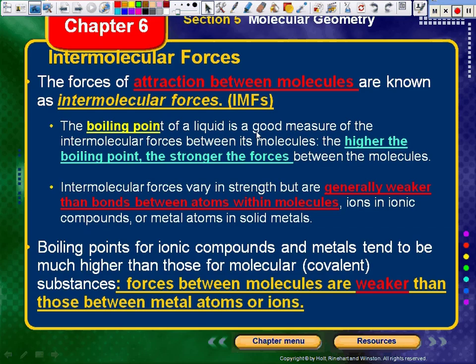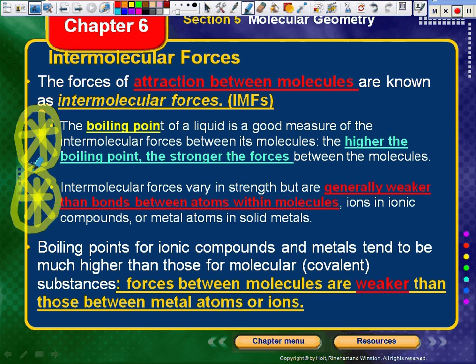All right. Now, real life. This is important. Okay? These two bullets are very important to you. Number one, how can you tell if two different things, of which two have stronger forces? The boiling point. Now, what in the world is the boiling point? And don't say the point at which.